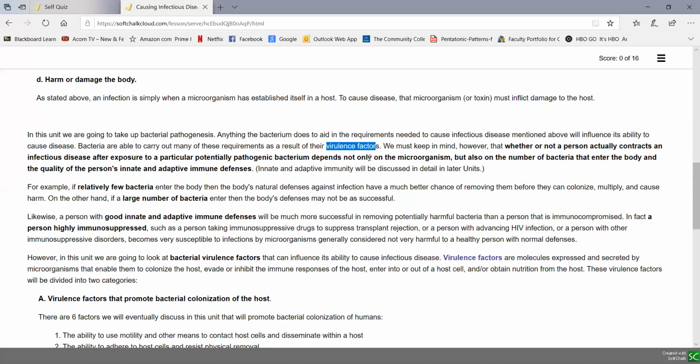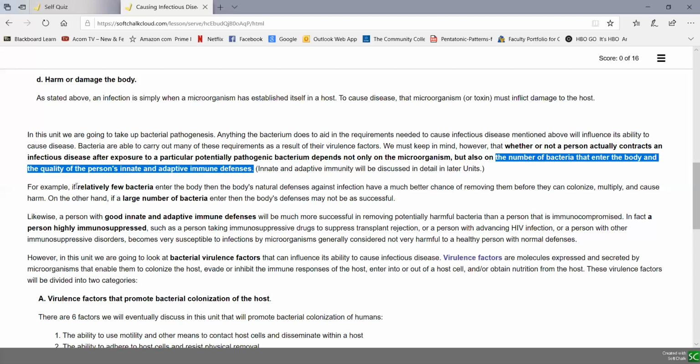But we have to keep in mind that there's a number of things that determine whether or not a person actually gets an infectious disease when exposed to an infectious agent. Whether or not a person actually contracts an infectious disease after exposure to a potentially pathogenic bacterium depends on several things. It depends, of course, on the microorganism itself. What virulence factors does it have that are going to aid it in colonizing the body and then eventually causing harm? But it also is going to depend on the number of bacteria that enter the body, as well as the quality of the body's innate and adaptive immune responses.